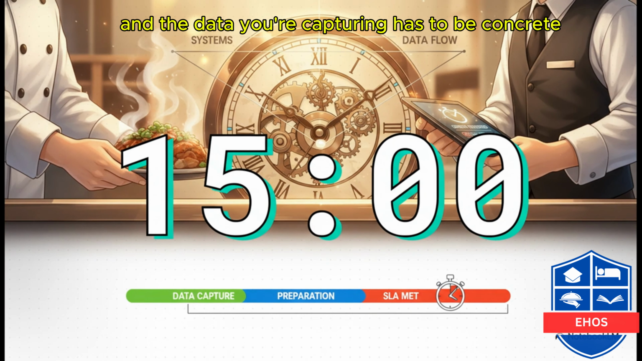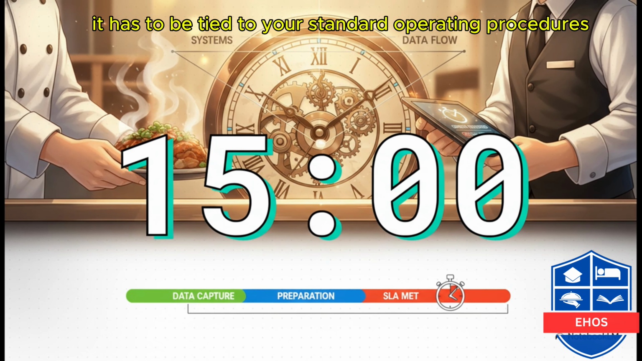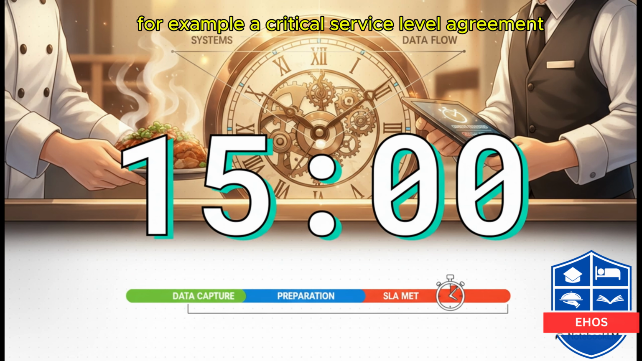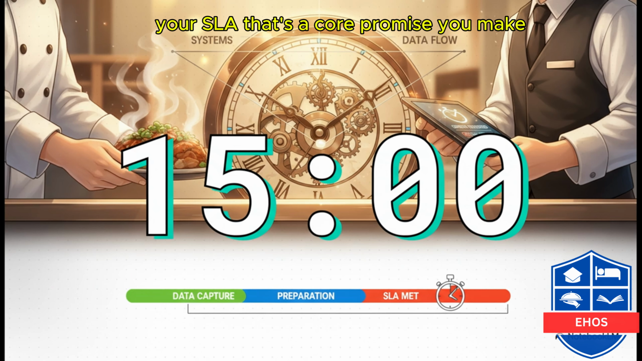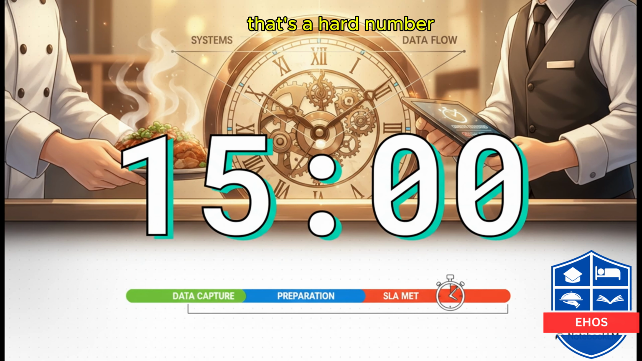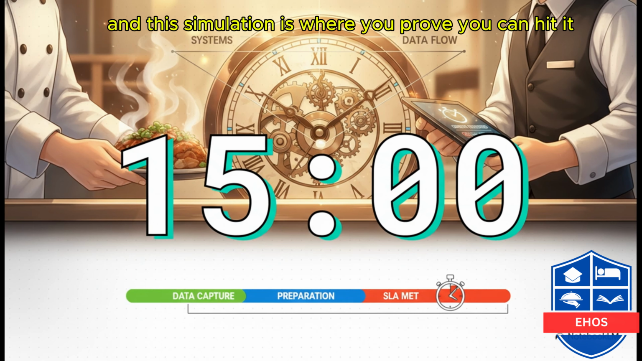And the data you're capturing has to be concrete. It has to be tied to your standard operating procedures. For example, a critical service level agreement, your SLA, that's a core promise you make, might be that no dish takes longer than 15 minutes from order to table. That's a hard number, and this simulation is where you prove you can hit it.